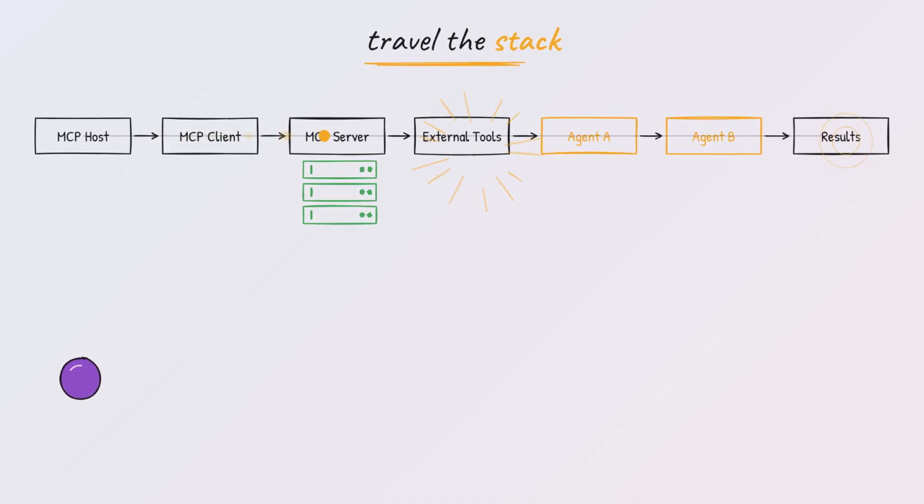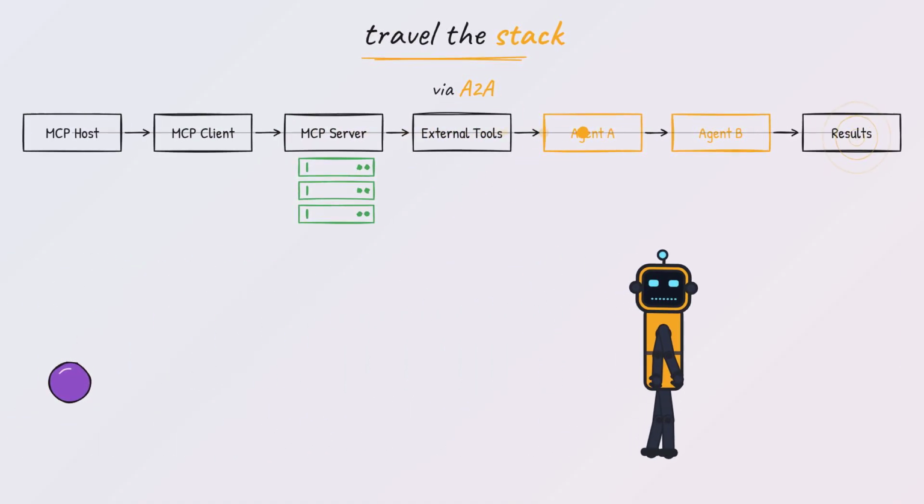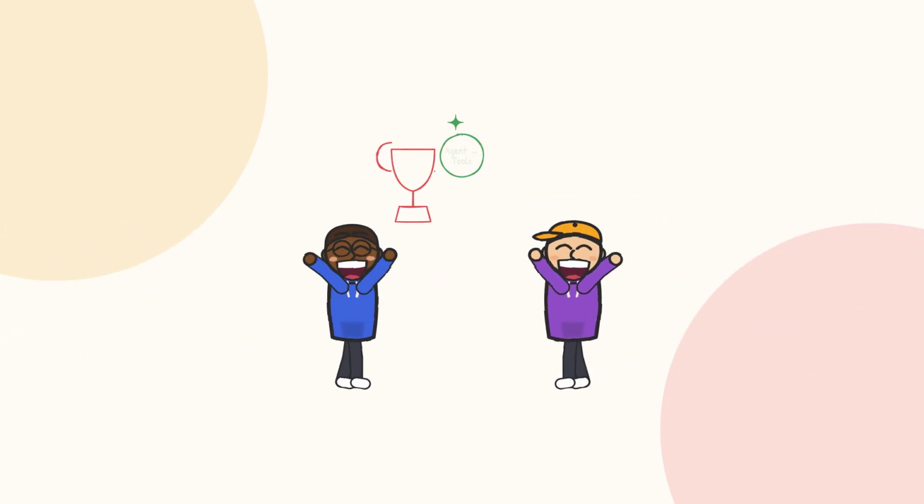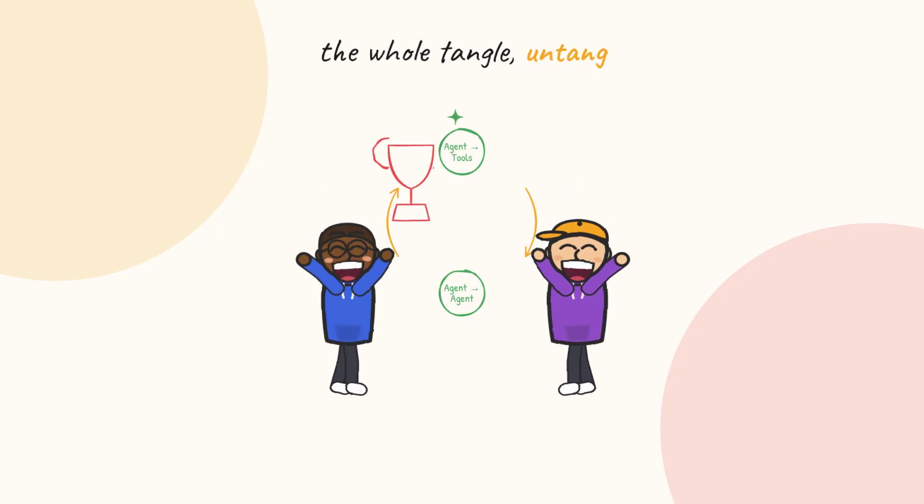and over to Agent A, who taps Agent B via A2A to finish the job. 2 protocols survive: MCP for agent to tools, A2A for agent to agent, and they work great together in one workflow. That's the whole tangle, untangled.